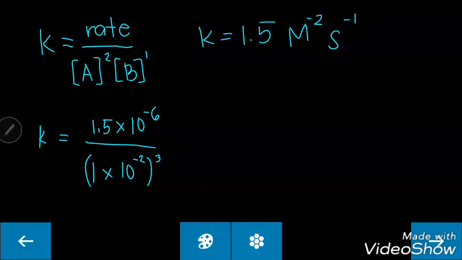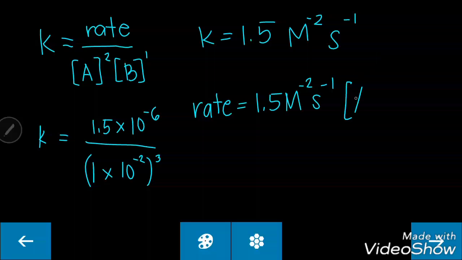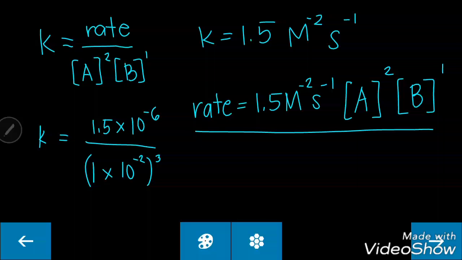So we can write this as rate is equal to 1.5 M to the negative 2 s to the negative 1, times the concentration of A raised to 2, the concentration of B raised to 1. That's it.